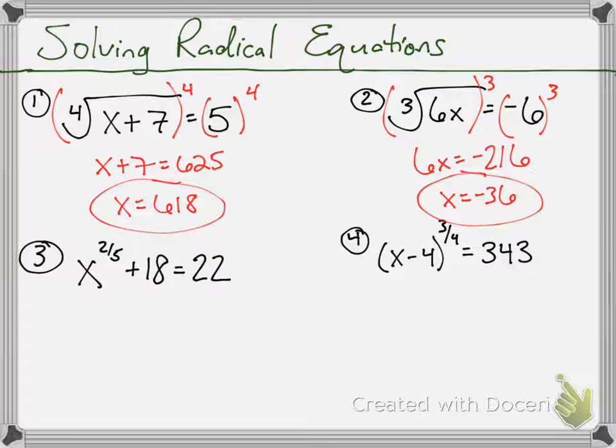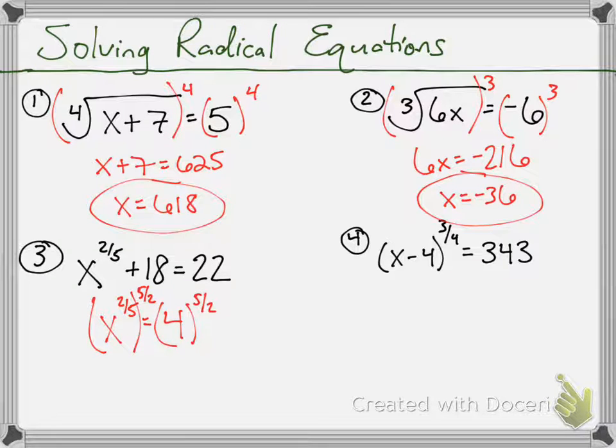So here in number 3, we have x to the 2/5 plus 18 equals 22. Before I even worry about the fractional exponent, I see something being added, and as we know with how to solve equations, the first thing we want to look for is, can I get rid of addition or subtraction? Let's move the 18 away by subtracting, so I'll have x to the 2/5 power equals 4. When I have a fractional exponent, the way to get rid of it is to take it to its reciprocal power, meaning I'm going to take the 2/5 and raise it to the 5/2.